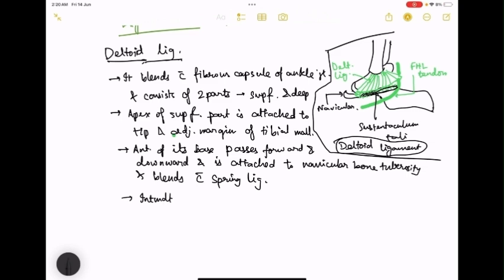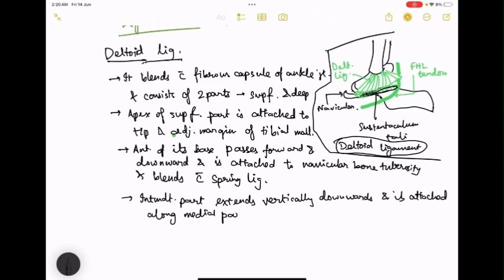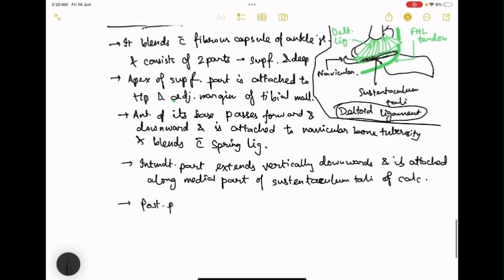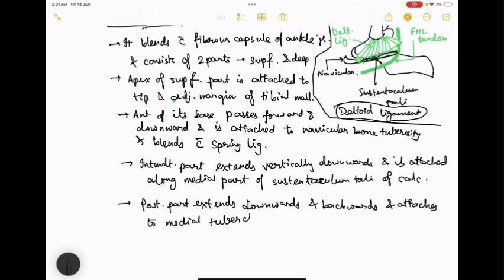Intermediate part extends vertically downwards and is attached along medial part of sustentaculum tali of calcaneus. Posterior part extends downwards and backwards and attaches to medial tubercle of talus bone.